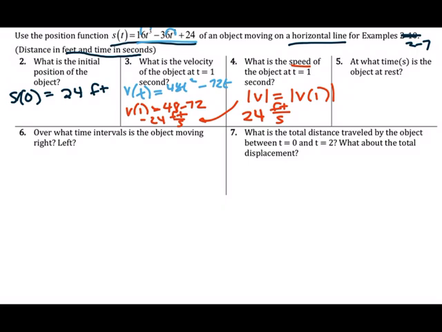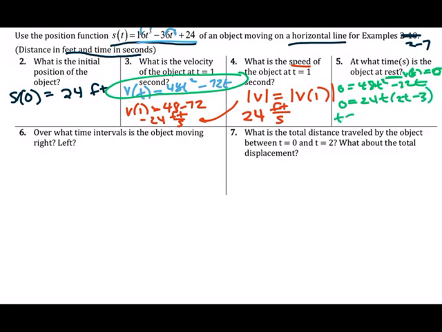Number 5 says, at what time or times is the object at rest? Remember, being at rest means that velocity is equal to 0. So we can take the velocity function that we found in number 3 and figure out when that's going to be equal to 0. So 0 equals 48t squared minus 72t. I'm going to factor here. I know that 48 and 72 are both divisible by 24, so 0 equals 24, and they both have a t in common. So 24t times 2t minus 3, that's going to give me t equals 0 and 3 over 2.